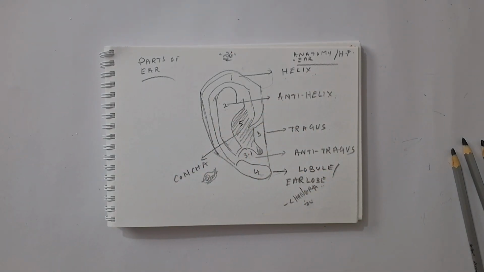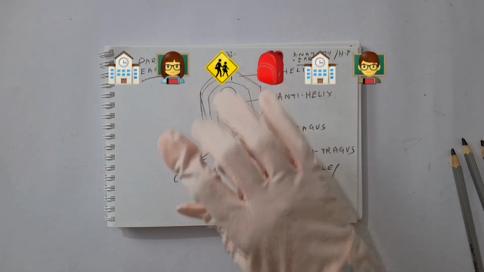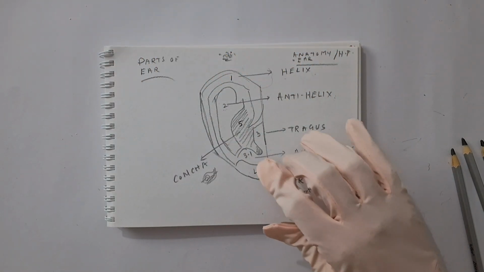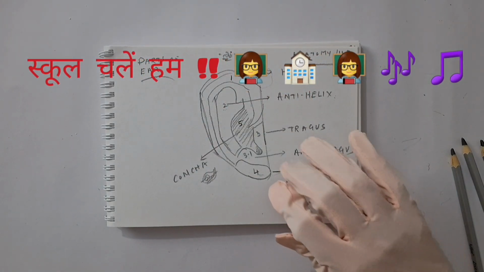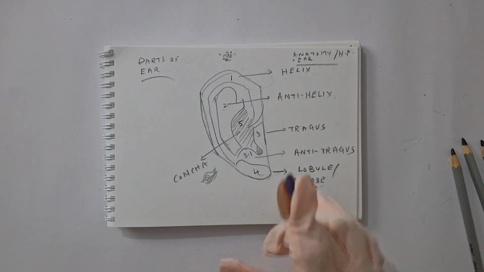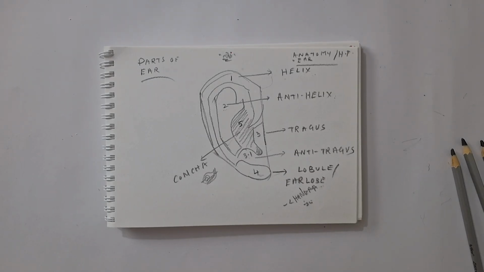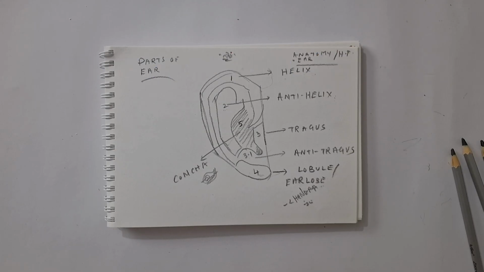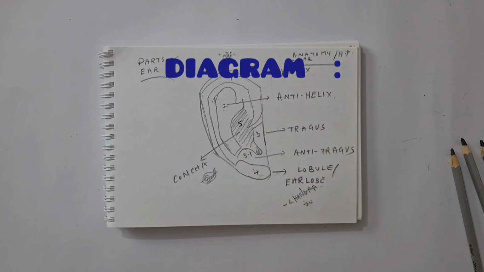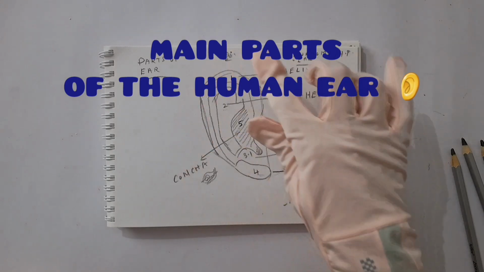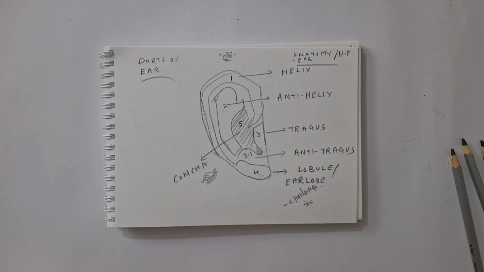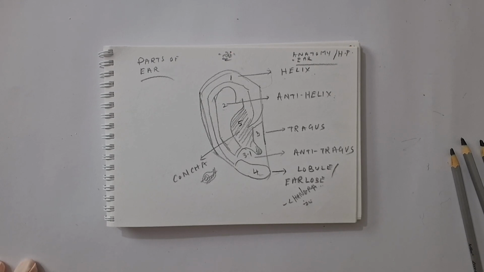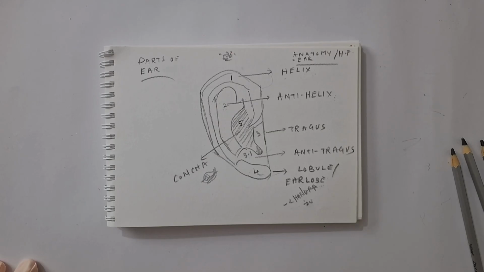Let's go back to school days. School chale hum. Remember this song? Yes. Let's go to our science class. Here is the diagram of the human ear. If we understand the main parts of this ear, it will be easy for us to draw. Because drawing with understanding is very important.